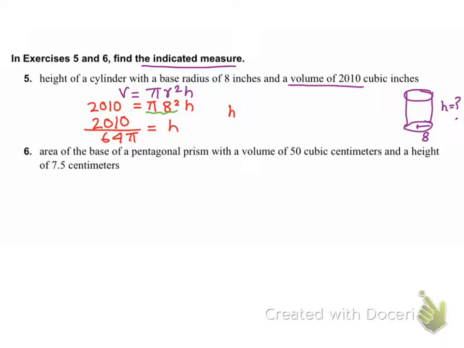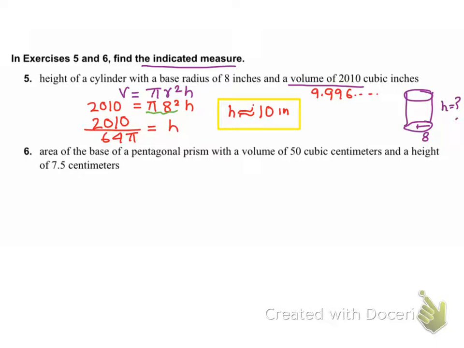When you simplify this expression, your answer in your calculator will look like this, and so on. If you're rounding to the nearest 10, it's roughly equal to 10 inches. That's your height for this cylinder. All right, keep in mind, don't plug in 3.14, use the pi button. Now we're moving to the next question.